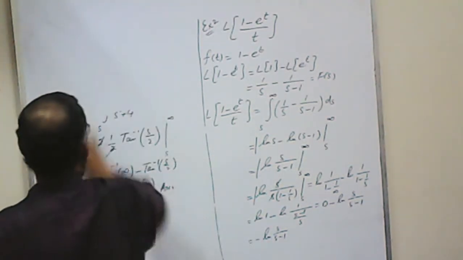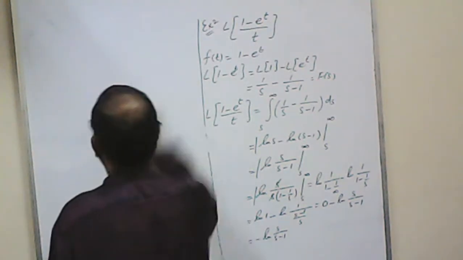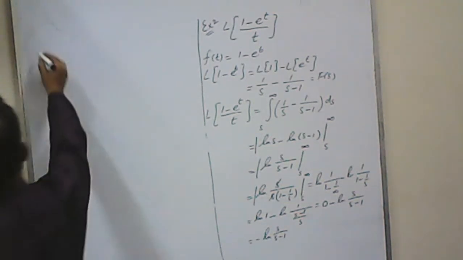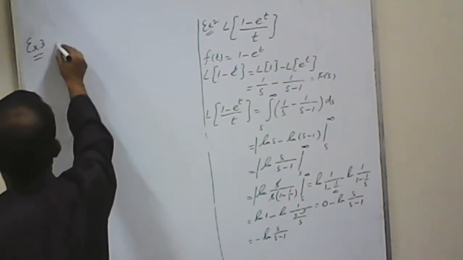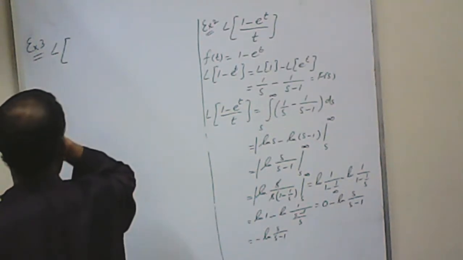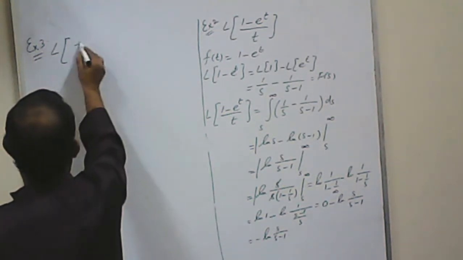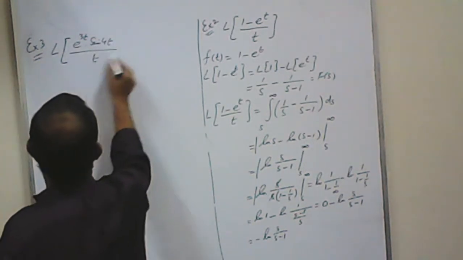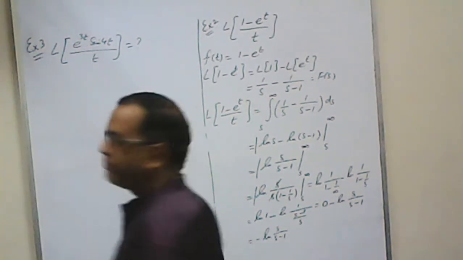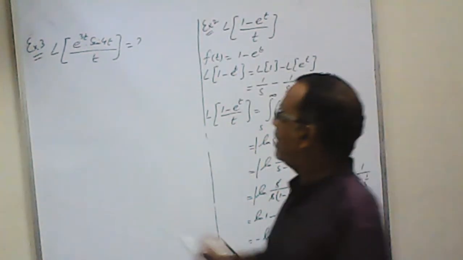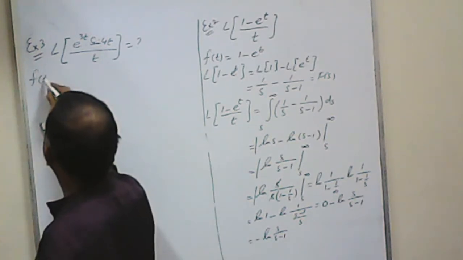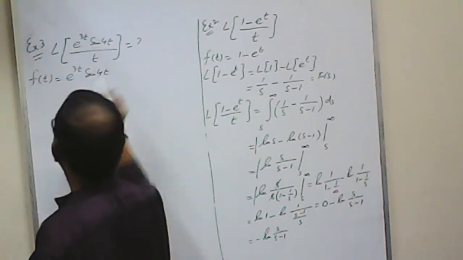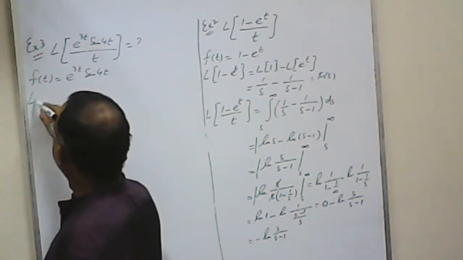Take another example with 3 terms. Let's say we have this example 3. Just write Laplace of e power 3t into sine 4t upon t. So here function of t is e power 3t into sine 4t. Find the Laplace of this thing.